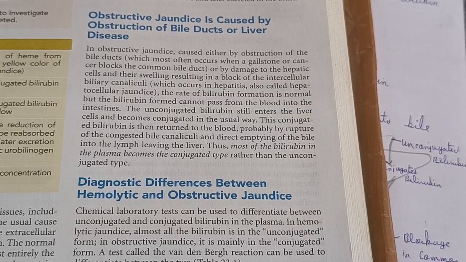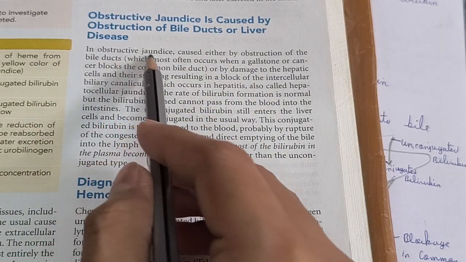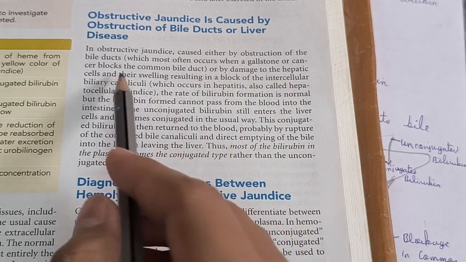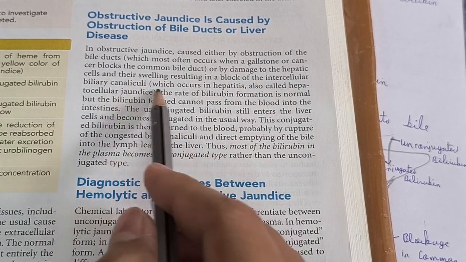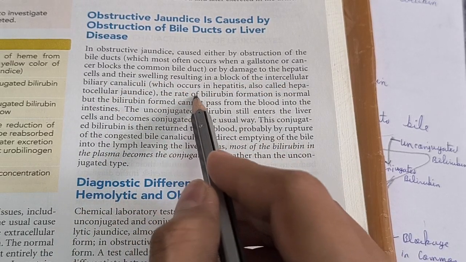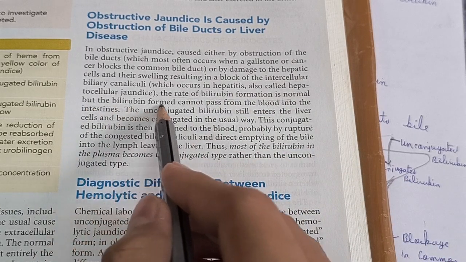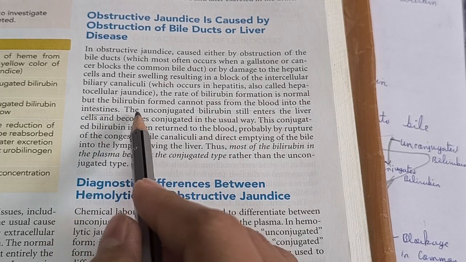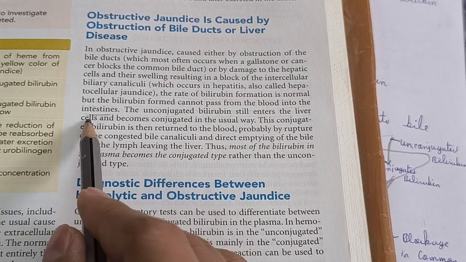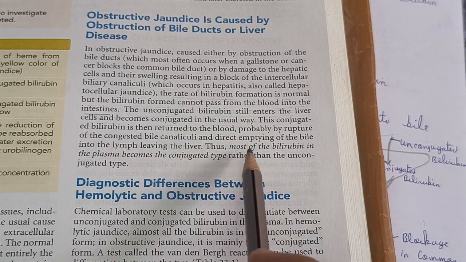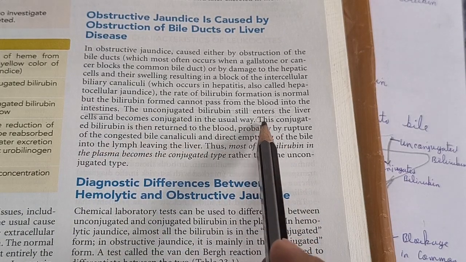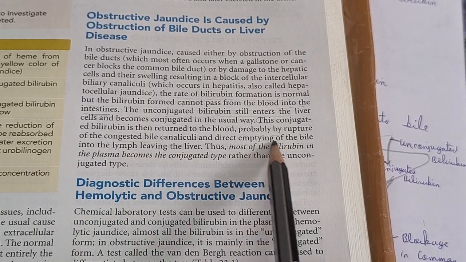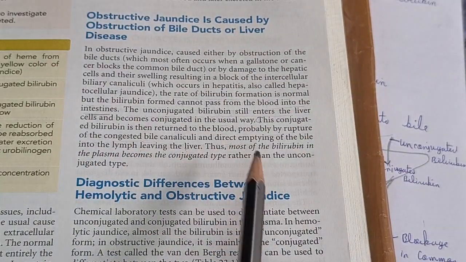Now, what is written here: in obstructive jaundice, the cause is either obstruction of the bile ducts or damage to hepatic cells and swelling, resulting in a blockage. The rate of bilirubin formation is normal, but bilirubin cannot pass from the blood into the intestine. As I mentioned, the unconjugated bilirubin still enters the liver cells and becomes conjugated in the usual way, and the conjugated bilirubin returns, probably by rupturing of the congested bile canaliculi and directly emptying into the lymph, leaving the liver.